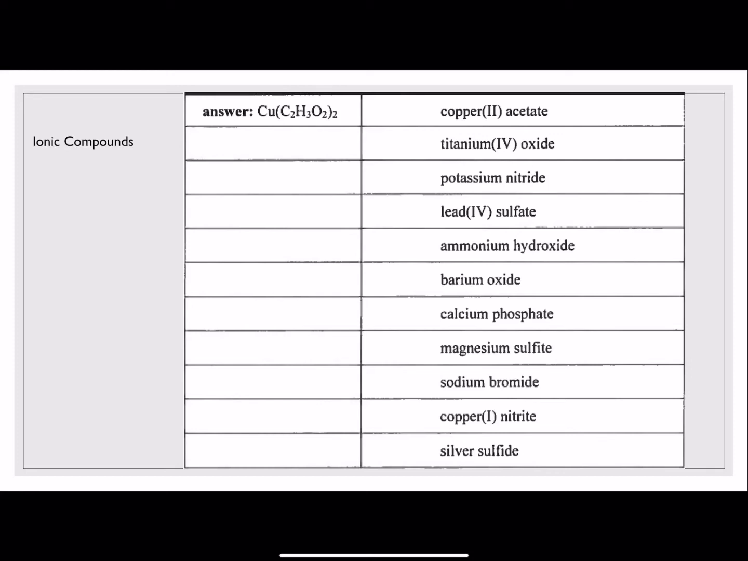Let's try coming up with some formulas based off of some names of ionic compounds. So I have an example here, copper 2 acetate. So let's take a look at the next one, which is titanium 4 oxide.